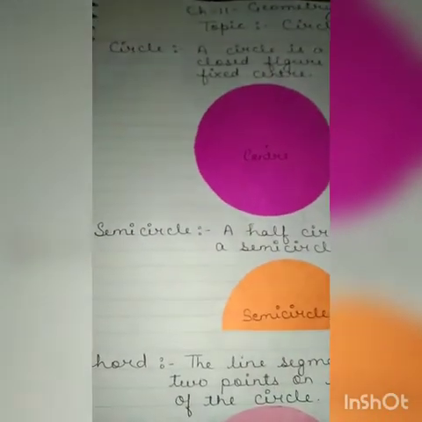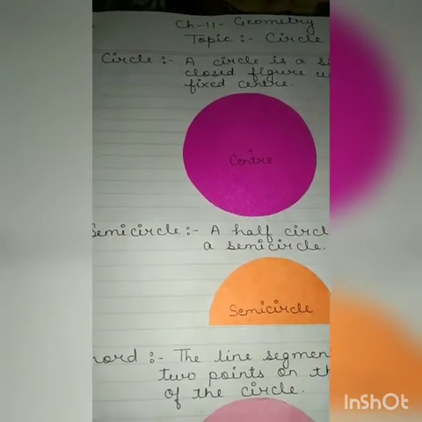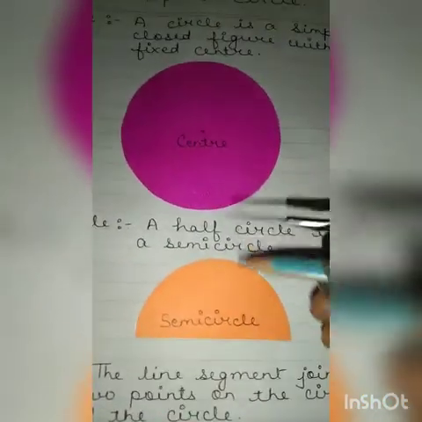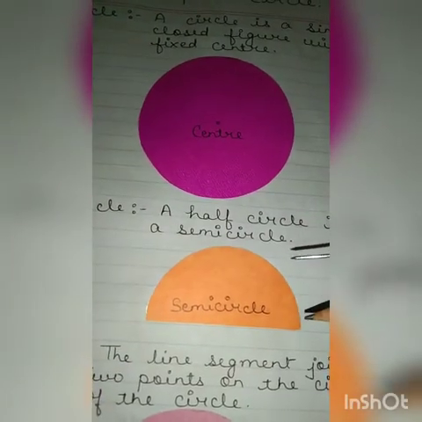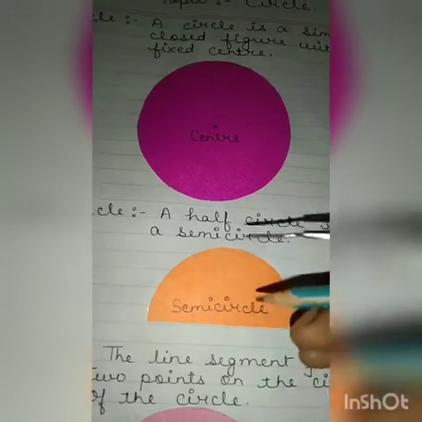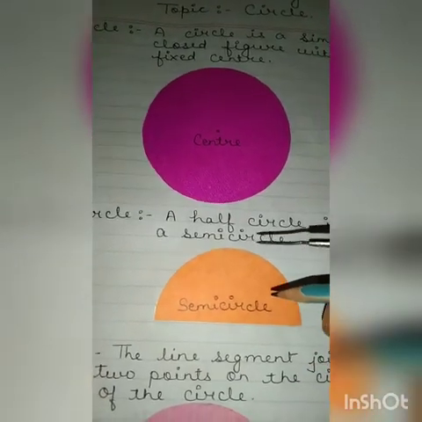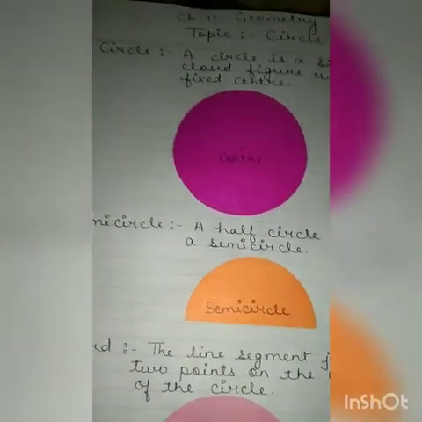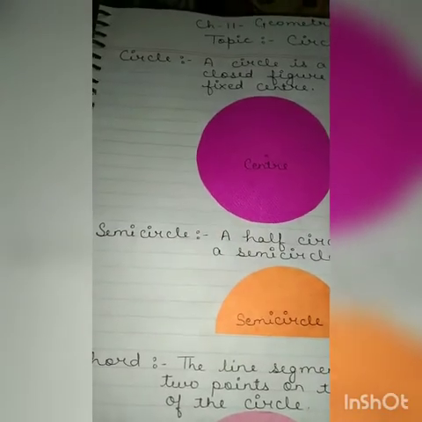Second part is semicircle. So what is semicircle? A half circle is called a semicircle. So this is the full circle and this one is the half circle. So the half circle is known as semicircle. Clear?